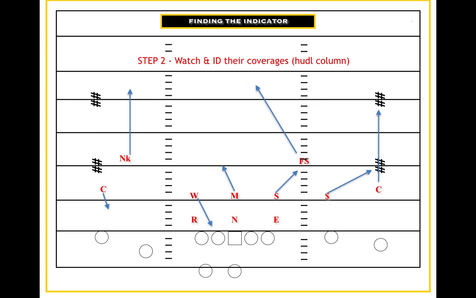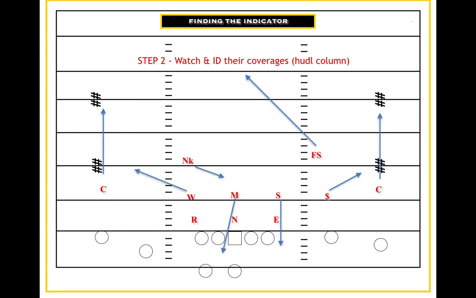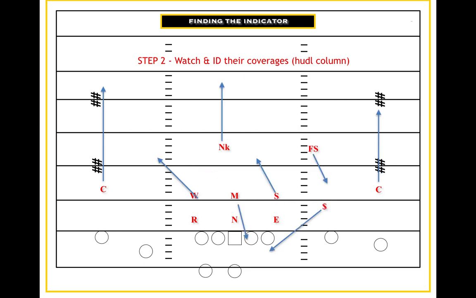Maybe in the next example, we still see what appears to be some form of two-high, but a 3 cloud. Maybe they get into a fire zone where they're 3 under, 3 deep, the free safety taking the middle of the field. Maybe they have another version where the nickel player takes the middle of the field and the safety comes down and plays the seam to the flat.